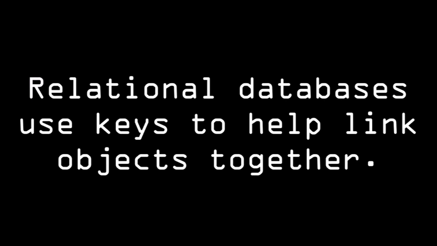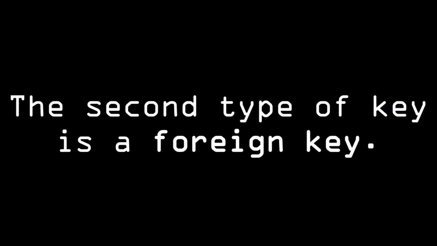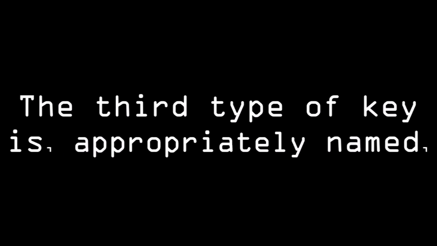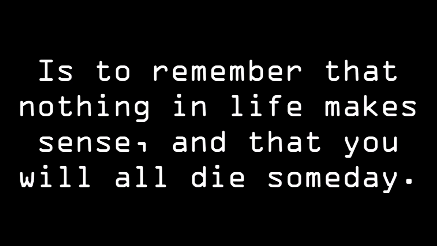Relational databases use keys to help link objects together. The first type of key is called the primary key. The second type of key is called a foreign key. The third type of key is, appropriately named, the secondary key. An easy way to remember the name for the third type of key is to just remember that nothing in life makes sense, and that you will all die someday.